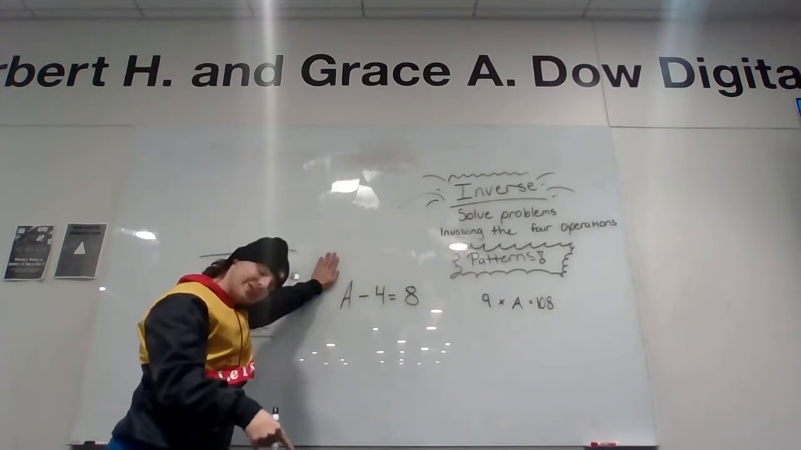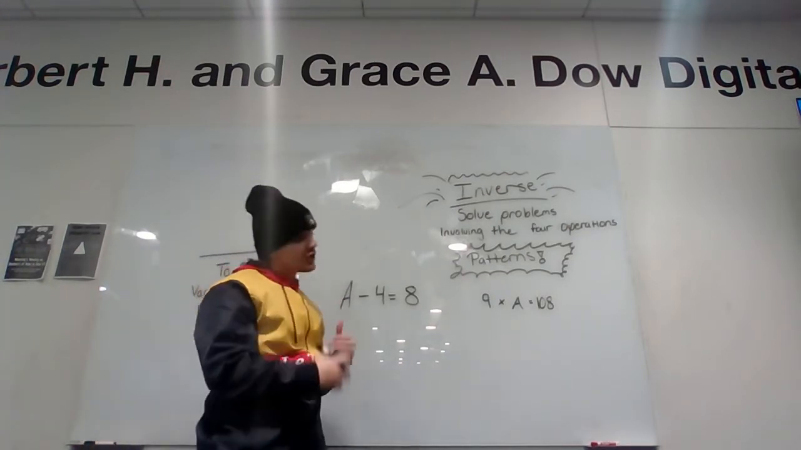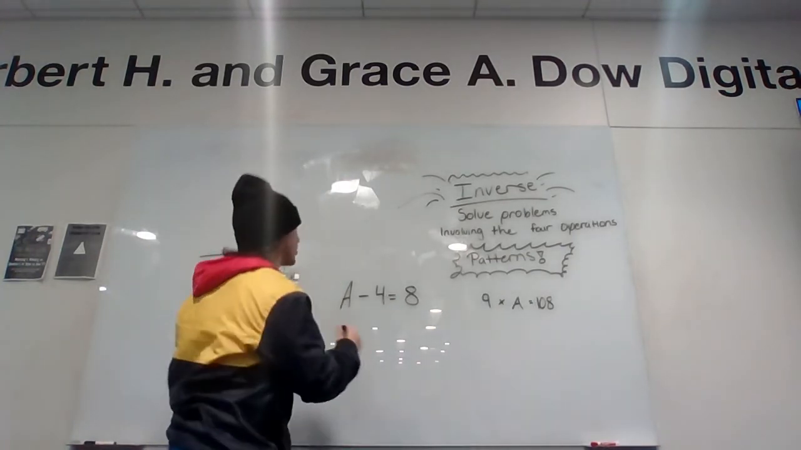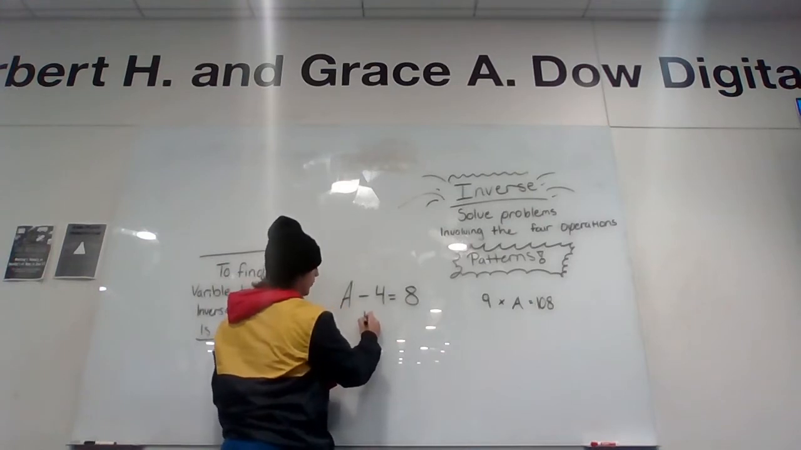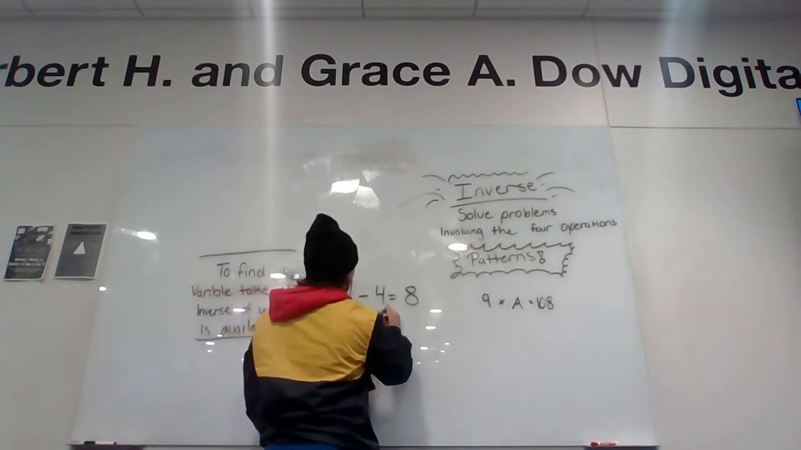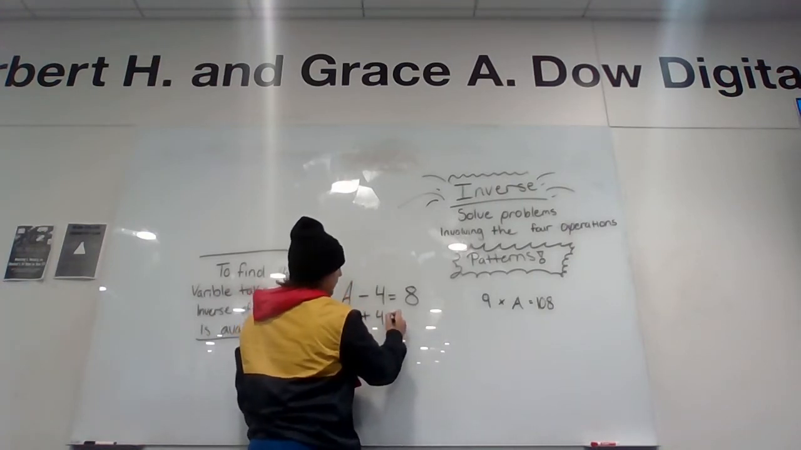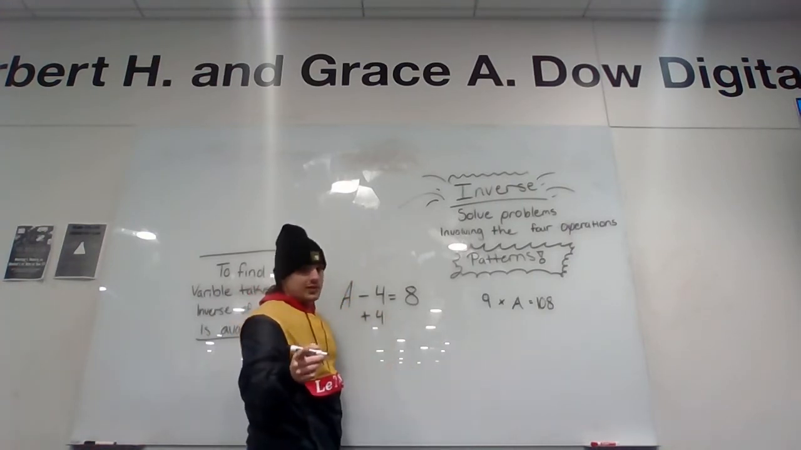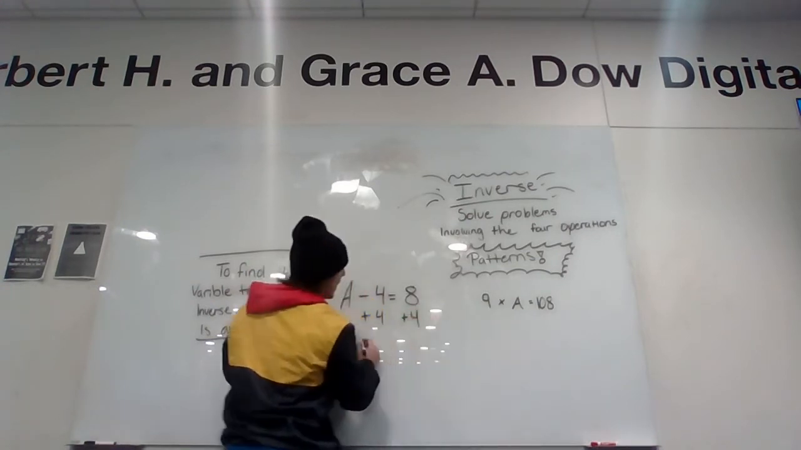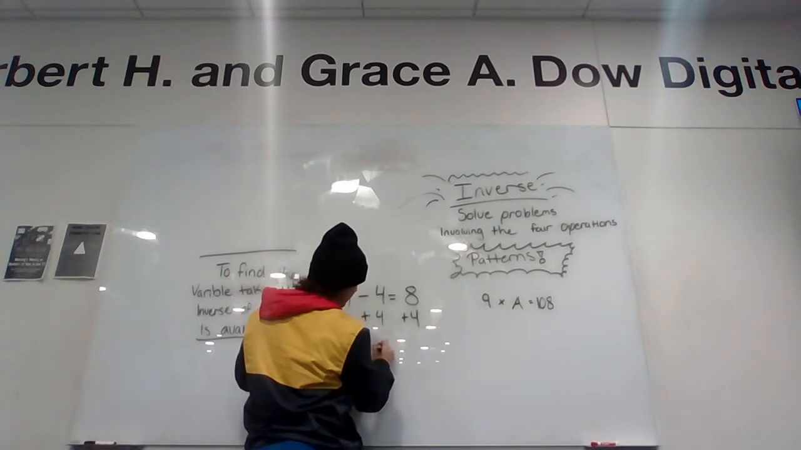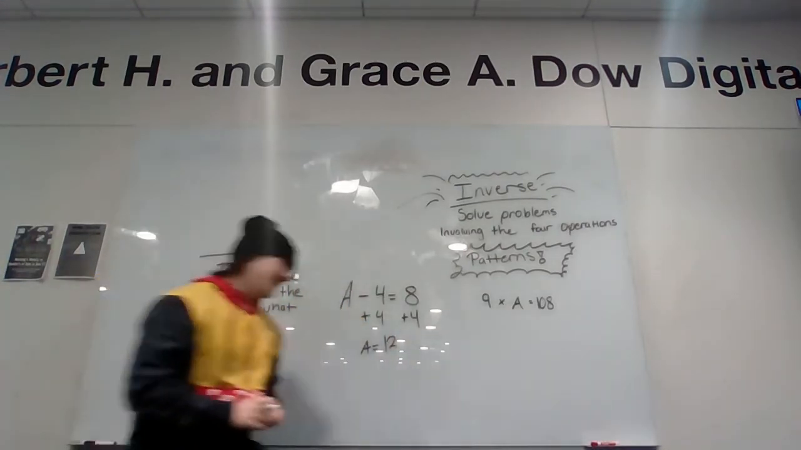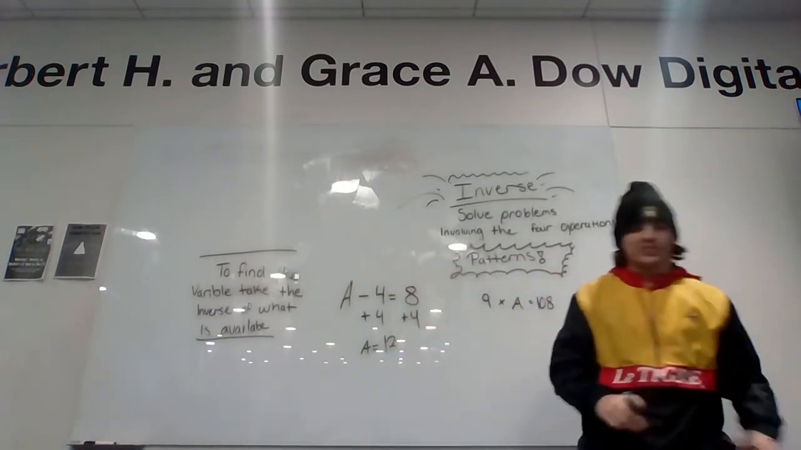So if for addition we did subtraction, what do you think we're going to do for subtraction? Addition, yes, correct, because it's the inverse. So we're plussing, but what are we plussing? We're plussing 4. Good job, y'all. Then do whatever you do to one side, you got to do the other. Right. So A plus 4 equals 12. Good job. All right. So it's time to tackle the beast.